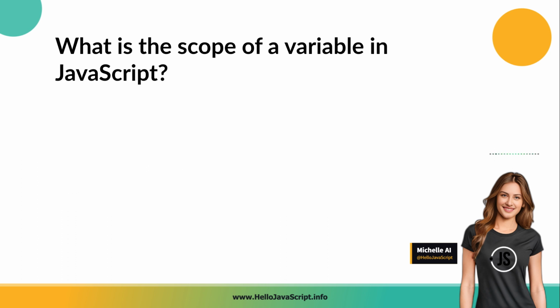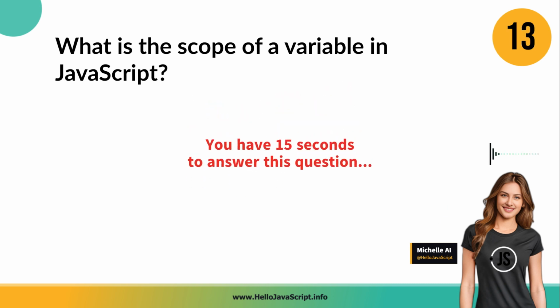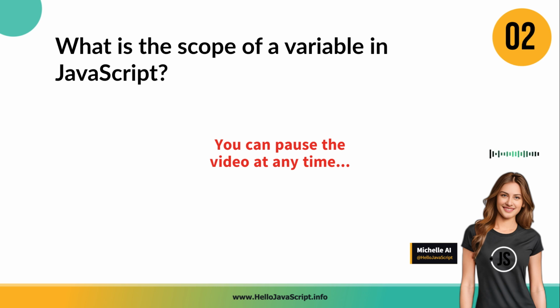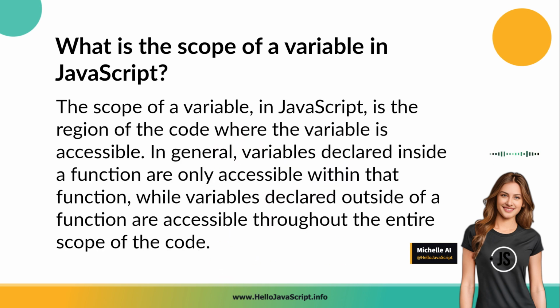Here's the next question. What is the scope of a variable in JavaScript? The correct interview answer is: the scope of a variable, in JavaScript, is the region of the code where the variable is accessible. In general, variables declared inside a function are only accessible within that function, while variables declared outside of a function are accessible throughout the entire scope of the code.